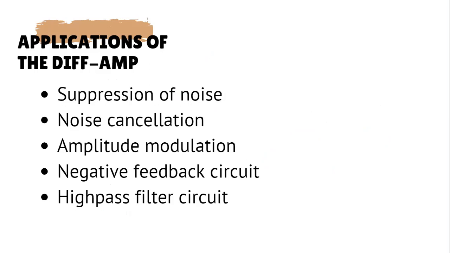It's also used for amplitude modulation. We all know that this is when the amplitude of a certain signal changes and varies depending on the strength of the signal, also used in radios. Negative feedback circuits is when some of the output voltage goes back into the input voltage. Considering the relationship between input voltages and output voltages in differential amplifiers, this comes as no surprise. And lastly, for the high pass filter circuit, differential amplifiers help allow signals that are greater than a cutoff frequency to pass while attenuating signals that are less than a certain cutoff frequency.